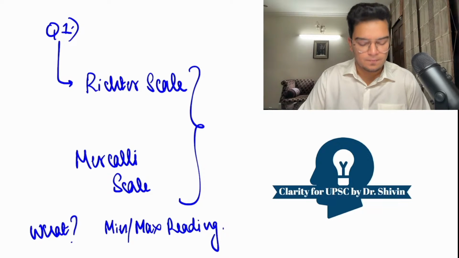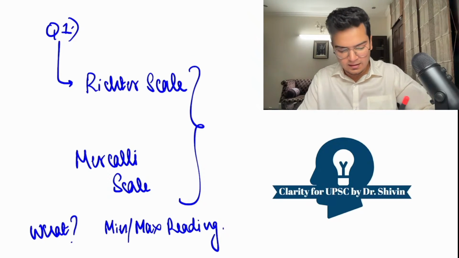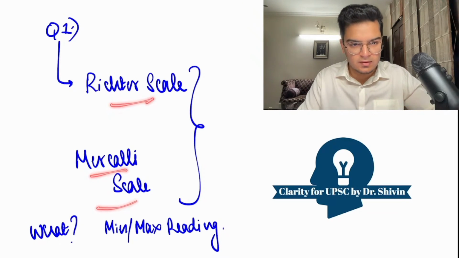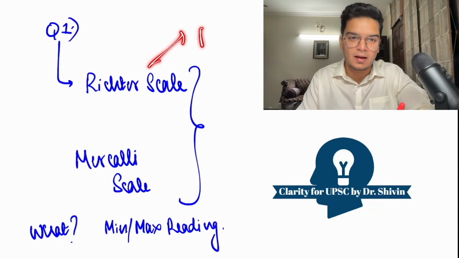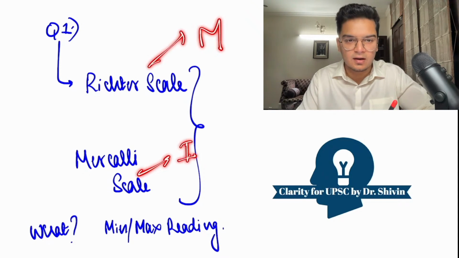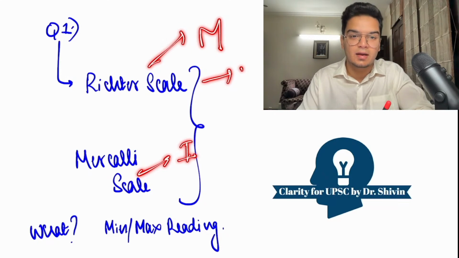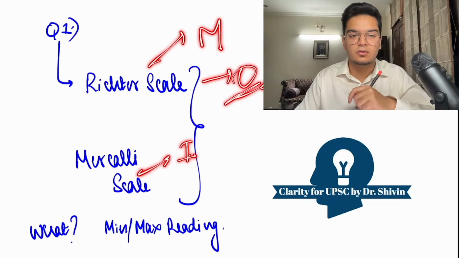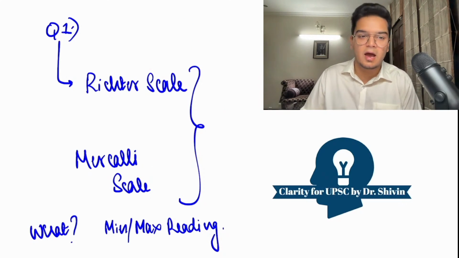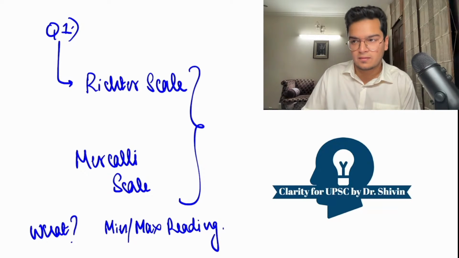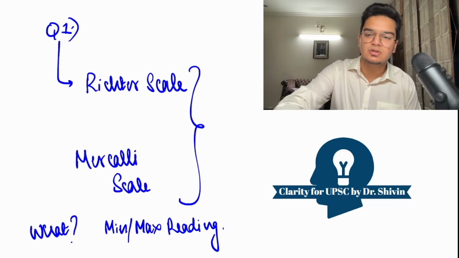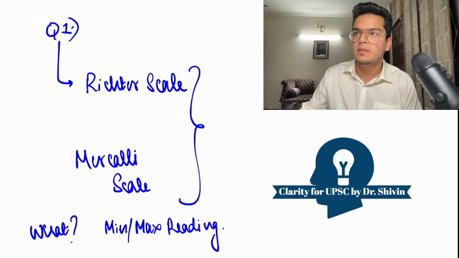Yeah. So let's talk about Richter and Mercalli scale. So again, this is not a difficult question. Richter scale is for magnitude. Mercalli scale is for intensity. Richter scale is a logarithmic scale, so it cannot start from 1. It starts from 0. It'll go on till 10, and Mercalli scale will go on till 12. Right? So I hope this question you're aware of. Now tell me if you got this right. I hope most of you got this right.